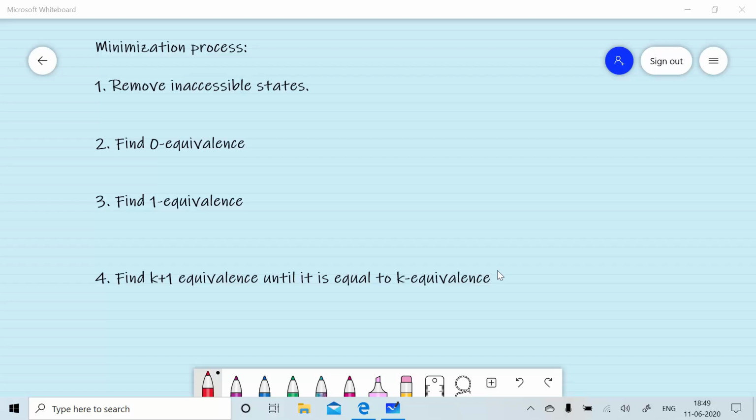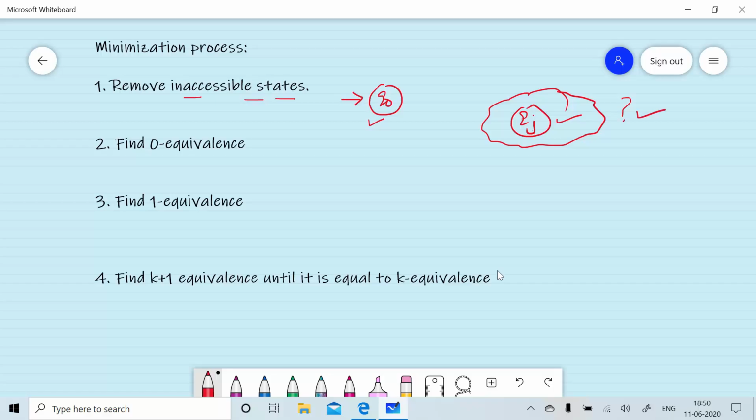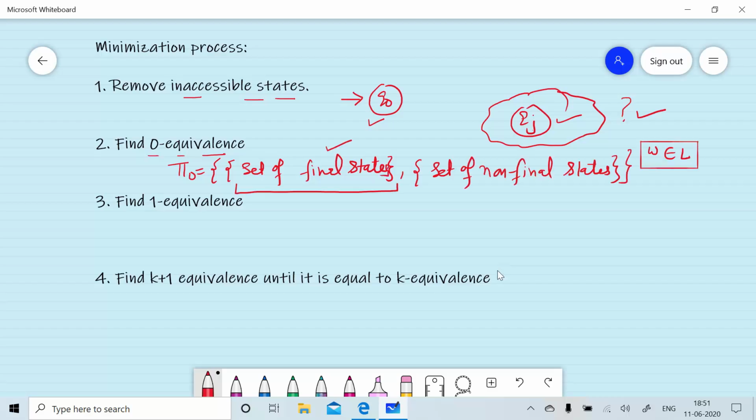In the minimization process, initially we will remove the inaccessible states. That means if we cannot reach a state Qj from the initial state Q0, then this state is known as an inaccessible state and we can remove this state and all its outgoing transitions. Then we will find zero equivalence. Zero equivalence consists of two sets of states. One is the set of final states and the second is the set of non-final states. We will assume all final states are behaving similarly. We will also assume that all non-final states are behaving similarly.